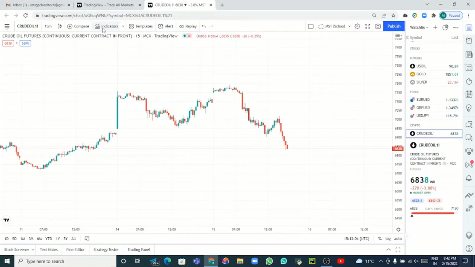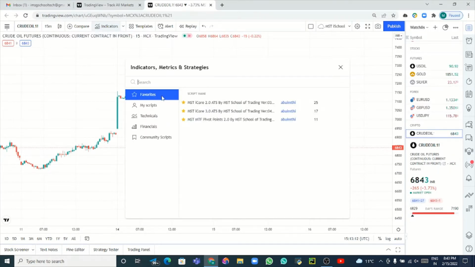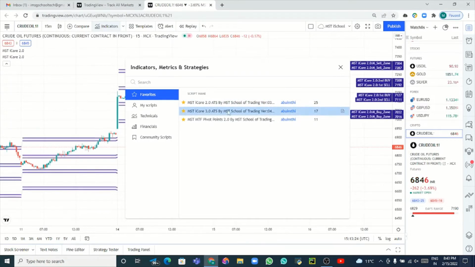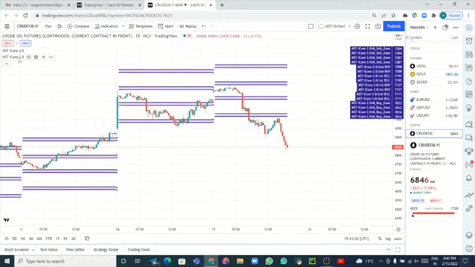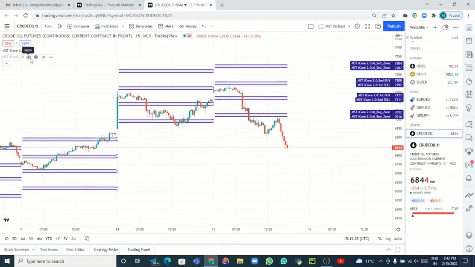So go here in the indicator. First you have to log on through tradingview.com, then go on to indicators, then go to favorite. So in the favorite you will be seeing our indicators added. Okay, you can choose MST Core 2.0 or MST iCore 2.3.0. So first I will show you with 2.0.